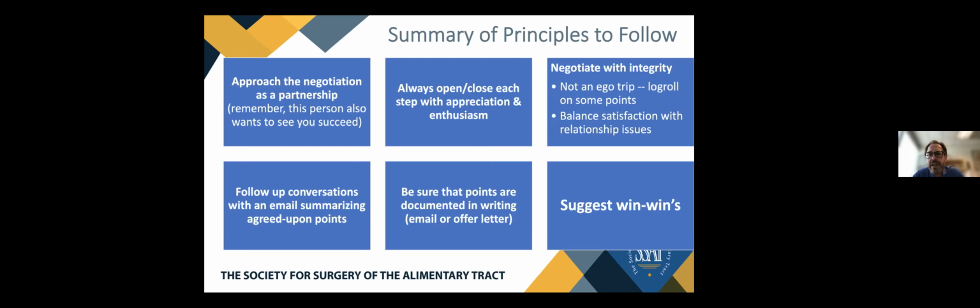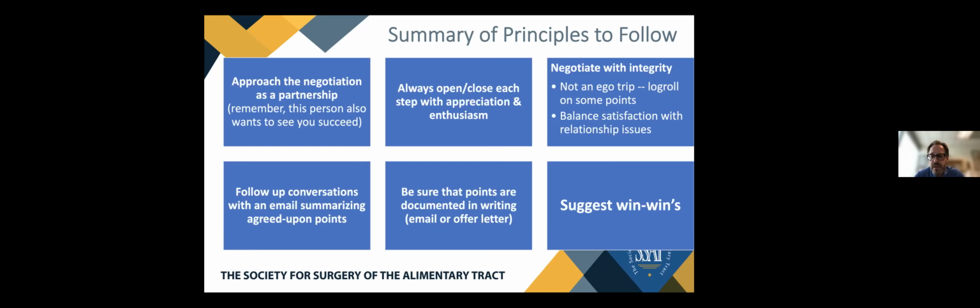Negotiate with integrity. As I said, this is not an ego trip. Be willing to log roll, being able to give and take on points and balance both sides. Follow up your conversations with summaries of what you've discussed. Be sure to obtain everything in writing and really work towards situations that are going to be win-wins for both sides.